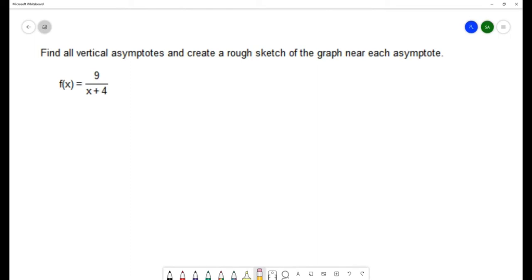And once that is written in lowest terms, you're going to take the denominator and set it equal to 0 and solve. So we have x plus 4 equals 0. I'm going to subtract 4 and we get x equals negative 4. So this tells us, by setting the denominator equal to 0, we're finding where your function is undefined, because division by 0 is undefined. And that location is going to be the location of your vertical asymptote.